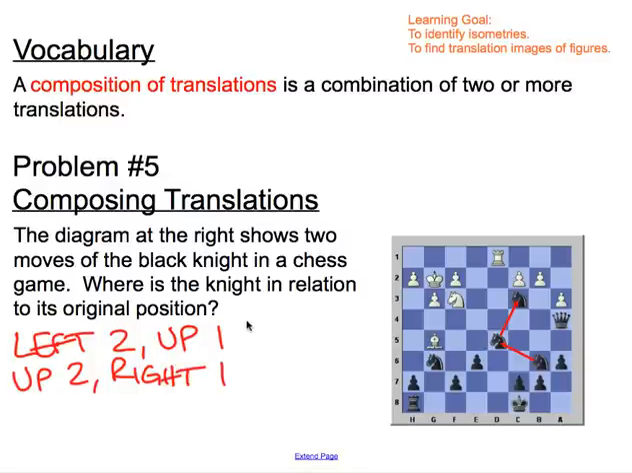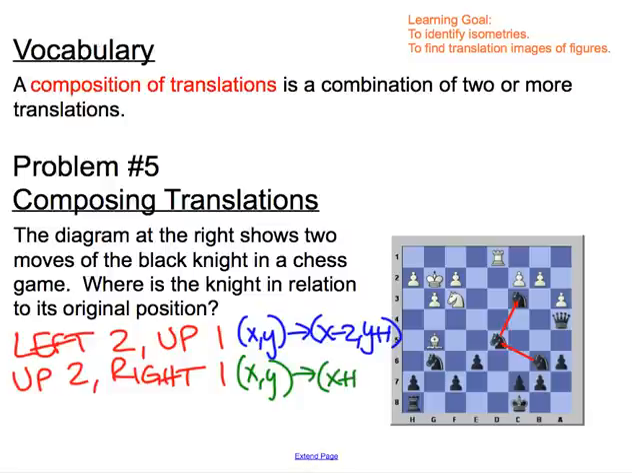Now if we were to write this a little bit more mathematically, we would say that x comma y, now x is a horizontal movement, so we wanted to move left 2, so we'd say x minus 2 here, and then we'd take y and add 1 to that. Our second translation would take x comma y. We wanted to go right 1, so we're going to take x and add 1 to it, and we wanted to go up 2, so we'd say y plus 2.